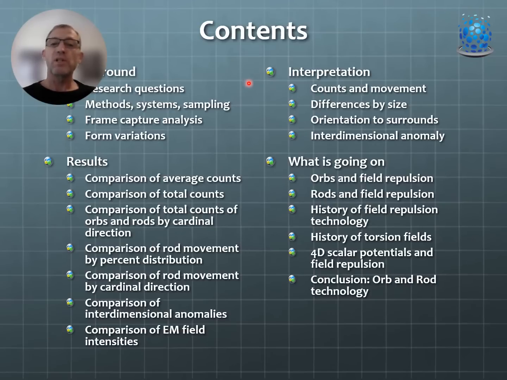We then go on to interpretation. So we look at how to interpret the results for counts and movement, differences by size and orientation of orbs and rods to their surroundings, and the interdimensional anomaly. Then we go into what is going on. So we have a look at field repulsion and evidence for field repulsion from the current research program and previous research. And we look at the history of field repulsion technology, torsion fields, 4D scalar potentials, and we come up with a general conclusion about orb and rod technology and its application or potential application.